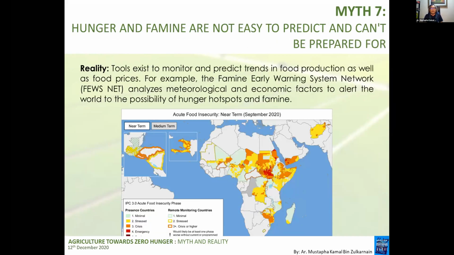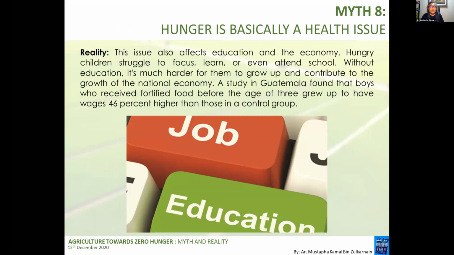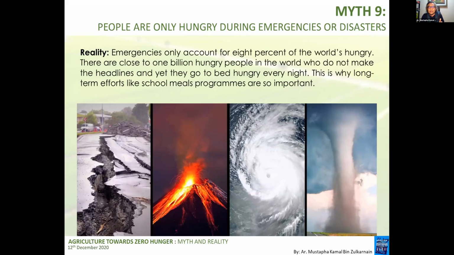In order for us to do that, we need to really map out where the fertile agrarian land is, where the not fertile land is, and we need to have an early warning system to tell us. We also need to balance out that hunger is related to health. A lot of people do not understand about hunger and health, so we need to understand that too. And hunger always happens during disasters, it doesn't happen during normal economic times.